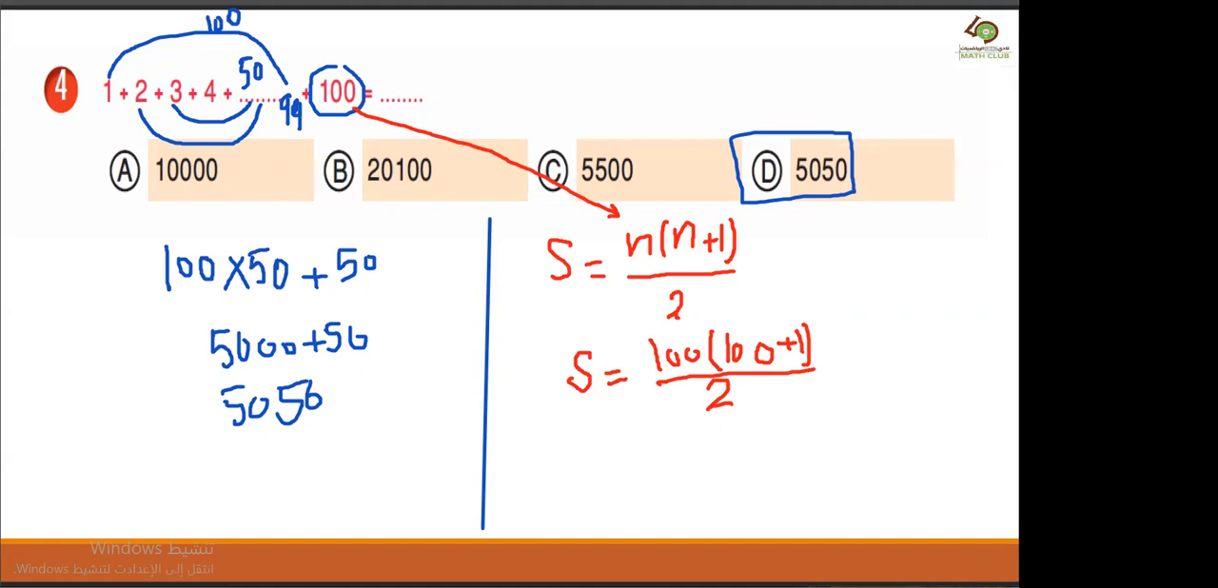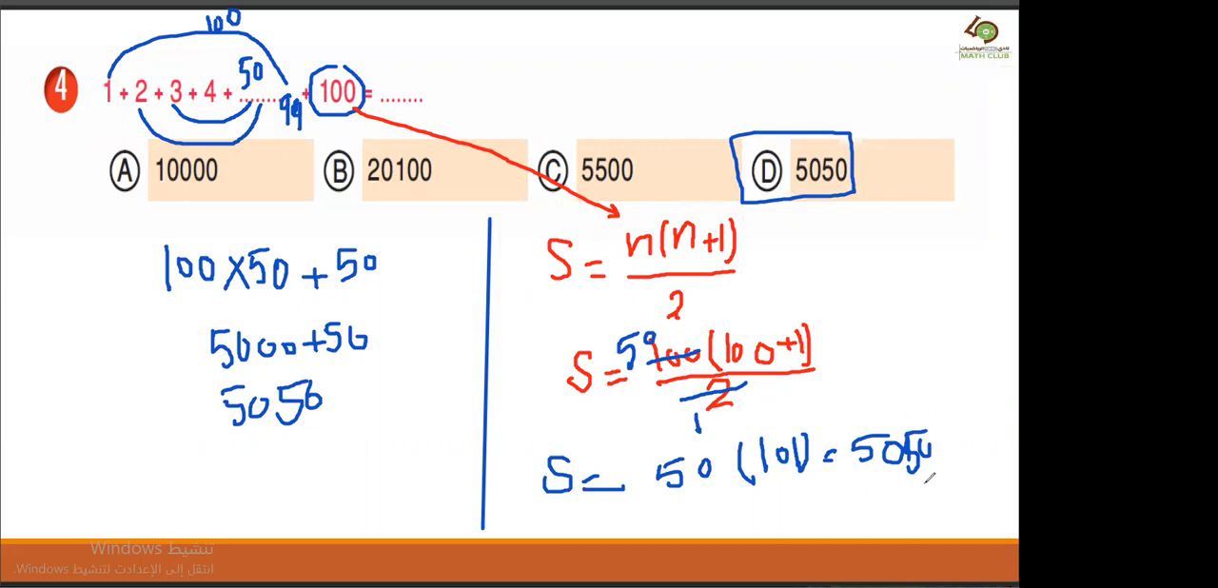Then you can simplify, right? Between 2 and 100, divided by 2, it is 50, right? So the sum is 50 times 101. Then when you multiply it, it is 5,050.